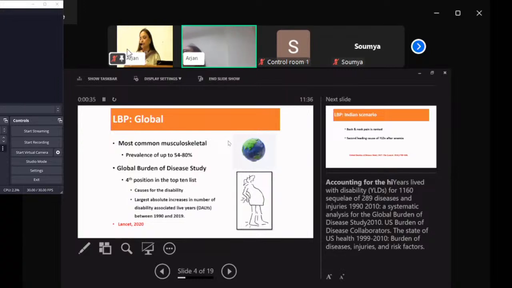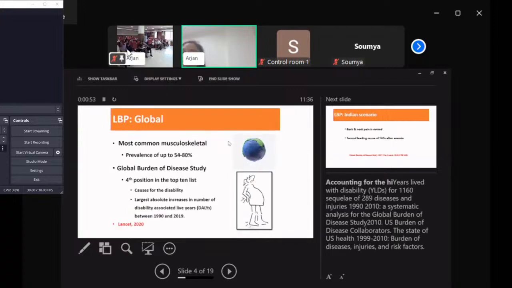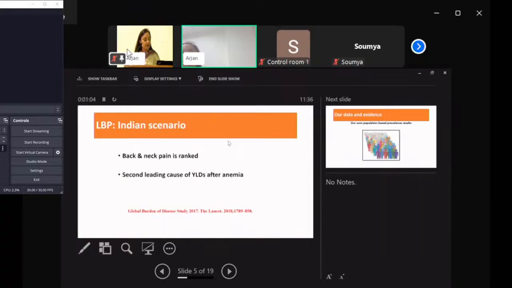And it is not just low back pain which we are bothered about. It affects all aspects of life. It leads to a very massive amount of years lived with disability. It leads to absenteeism, it leads to mental health being affected. In fact, this is the global scenario. It is rated 4th in the top 10 list in the Lancet commissioning survey, which causes disability more than any other chronic illness.